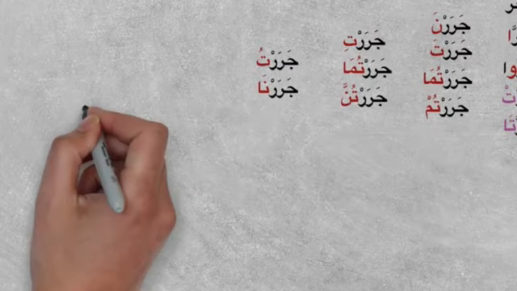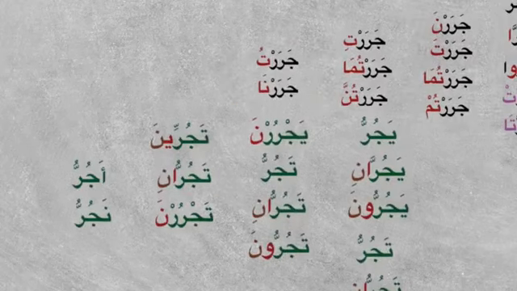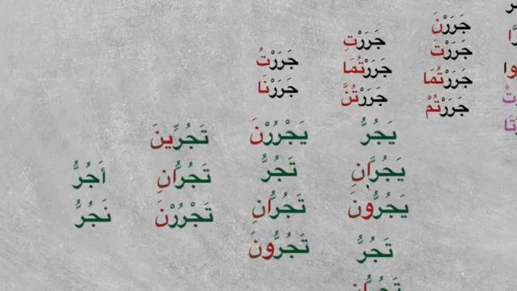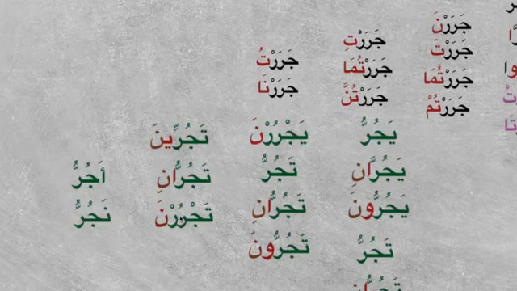So again, going to come mudari for jarra jirru. So we just quickly go through that. So yajurru is Bab Nasara, jarra yajurru, yajurrani, yajurruna, tajurru, tajurrani, yajrurna. So mutaharrik pronoun, only two mutaharrik pronouns in mudara, and we have 9 mutaharrik pronouns in madi. Tajurrina, tajurrani, and tajrurna. Ajurru, najurru.